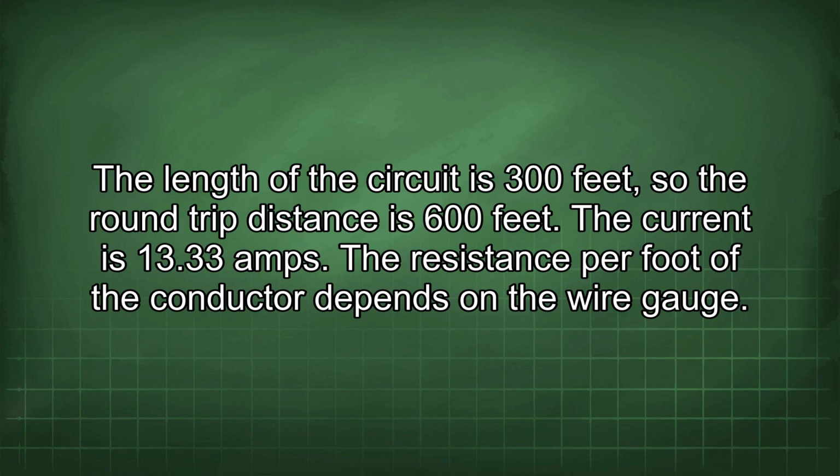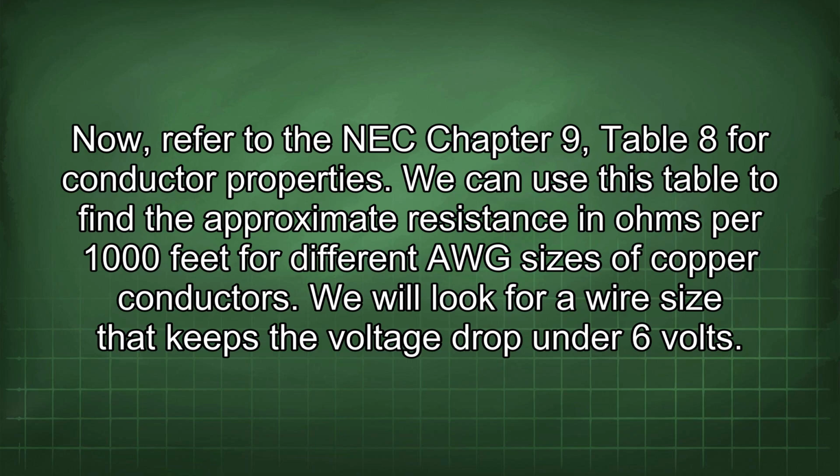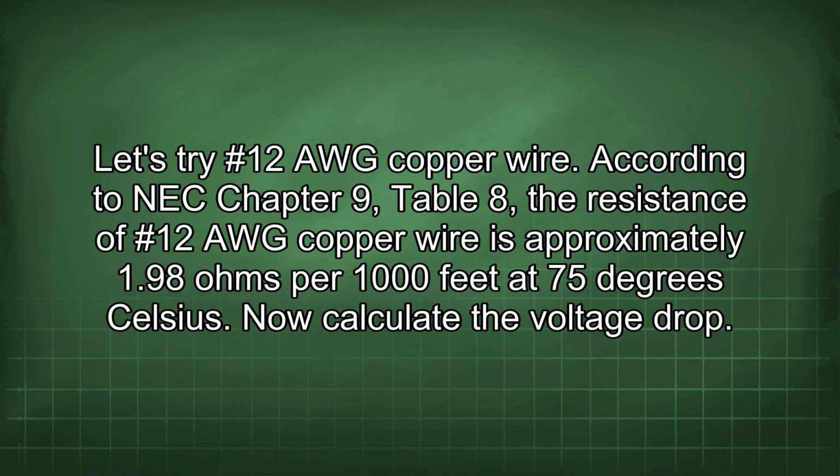The resistance per foot of the conductor depends on the wire gauge. Now refer to the NEC Chapter 9, Table 8 for conductor properties. We can use this table to find the approximate resistance in ohms per 1000 feet for different AWG sizes of copper conductors. We will look for a wire size that keeps the voltage drop under 6 volts. Let's try #12 AWG copper wire. According to NEC Chapter 9, Table 8, the resistance of #12 AWG copper wire is approximately 1.98 ohms per 1000 feet at 75 degrees Celsius.